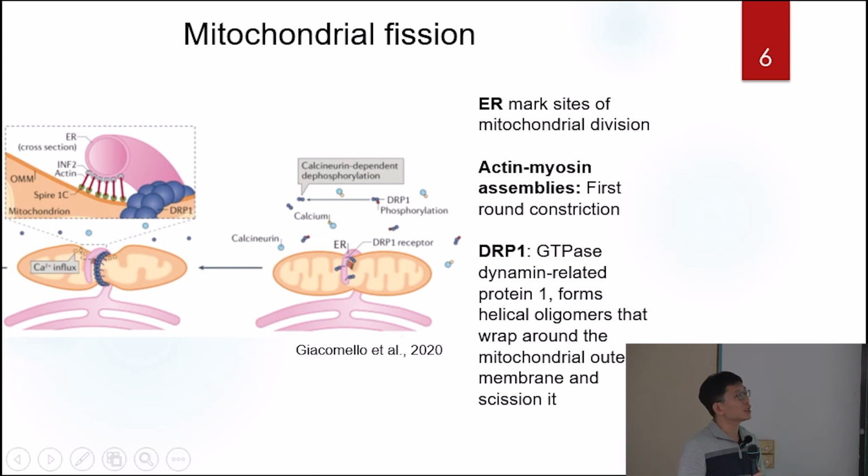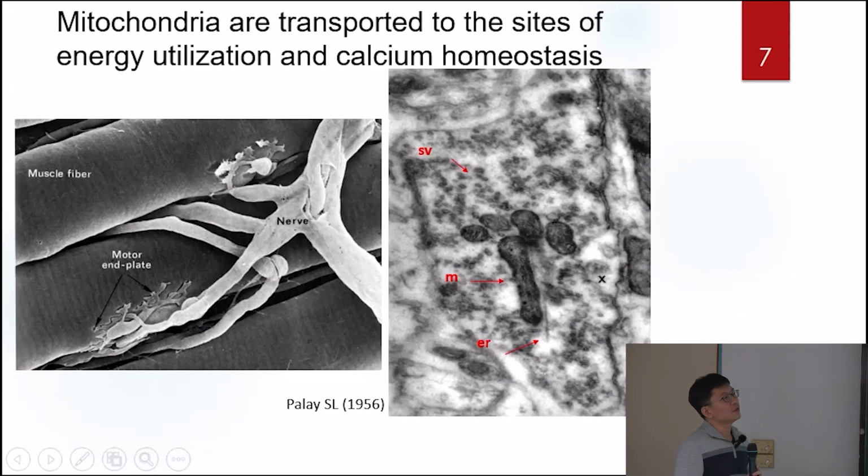For mitochondrial transport, I will use a specialized cell type, the neuron, because the neuron is very asymmetric. You can see the cell body on one side, and a very long axon and the synapse on the other side. Since the 1950s, it has been known that mitochondria are located at the synapse area. This is the image: here the neuron, and here the synapse. You can see the small vesicles are synaptic vesicles, and here are some mitochondria and the ER. We know the synapse needs to release and recycle synaptic vesicles, so it requires a lot of energy, and it also requires calcium homeostasis.